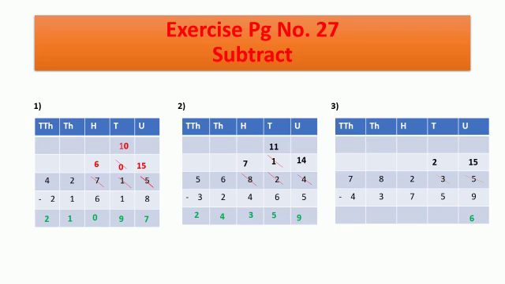2 minus 5 is not possible. So we are going to borrow one number from the hundreds place, that is from number 2. After borrowing one number from it, 2 will become 1. And in the tens place, 2 will become 12. 12 minus 5, answer is 7.